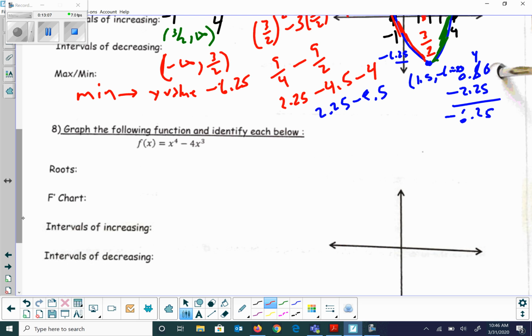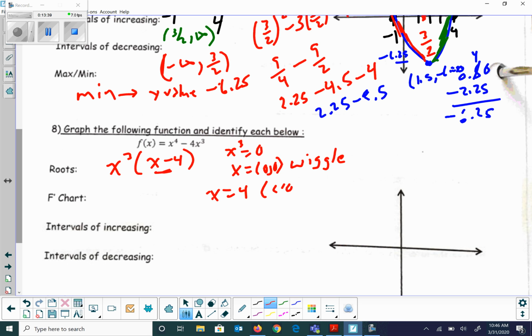Then number 8, we take a look at this. We have roots, so what I want to do is I'm going to factor out x to the third from both, so I'm left with x minus 4. So that's going to give me x to the third equals 0, so x equals 0. Just so you know, this in the world of algebra would have given us a wiggle. And then if I set x minus 4 equals 0, I'd get x is equal to 4, and that would just give me a cross. Remember the difference between a wiggle and a cross. Cross goes right through. A wiggle kind of has a little something that looks like that.